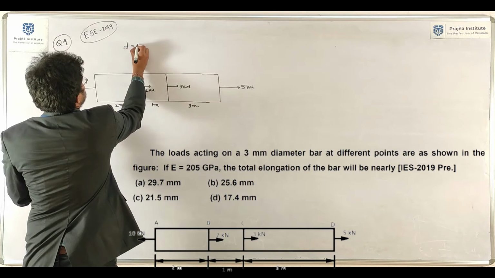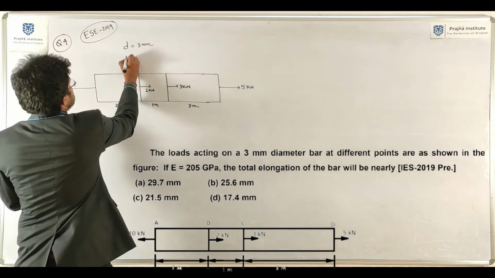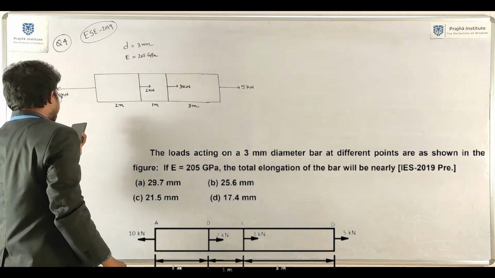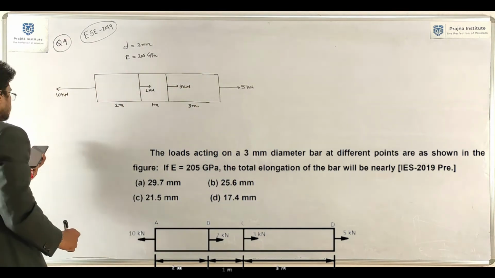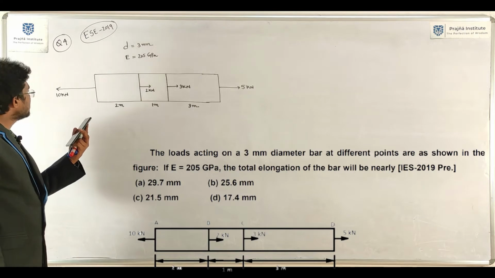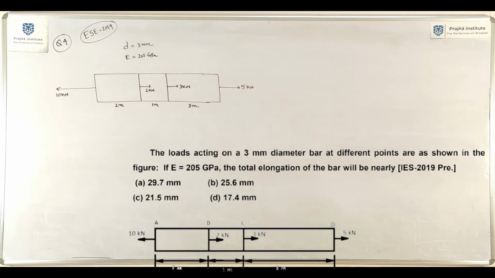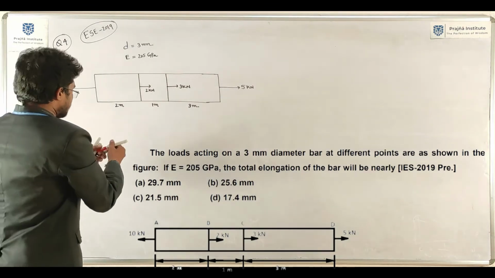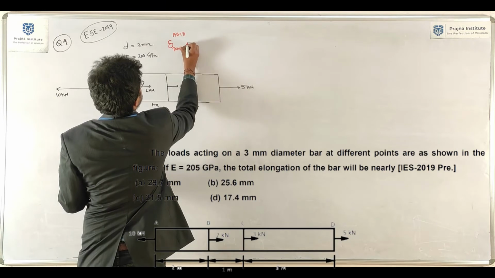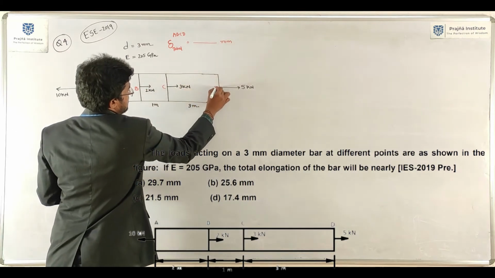Then they are asking, diameter D equals 3 mm at different points as shown in the figure, E equals 205 gigapascal. They are asking for the total elongation of the bar, nearly how much in terms of mm. So A, B, C, D: 10, 2, 3, 5, 2, 1, 3. Now we need to calculate delta total in the bar ABCD in mm.